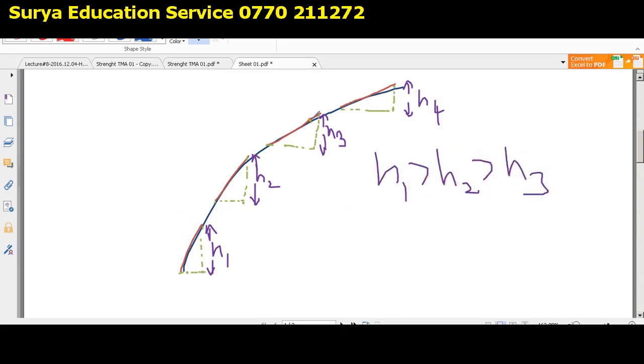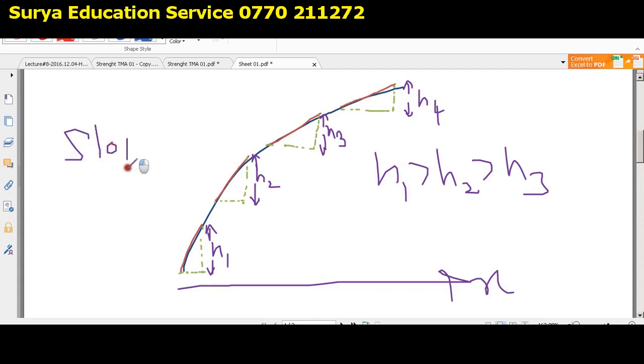That means when we are moving towards the x-axis, the height is reducing. I also told you that this height corresponds to the slope. So when the slope is increasing, the height is increasing. When the slope is decreasing, the height is decreasing. Okay, so I think now that is clear.